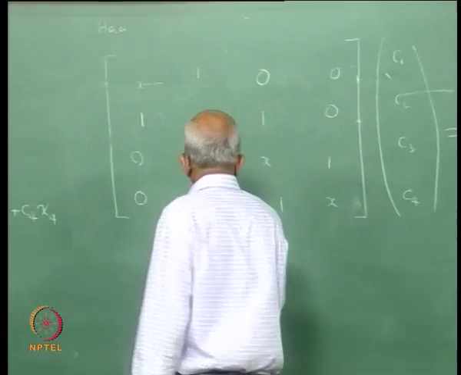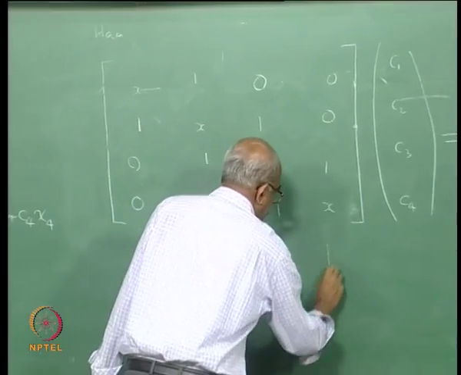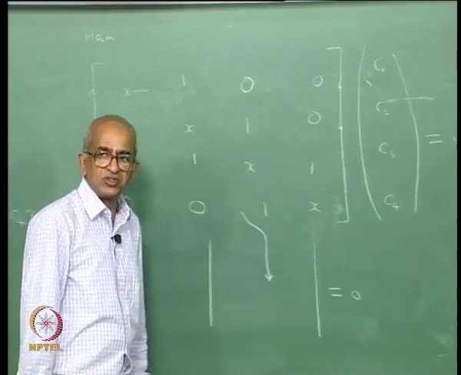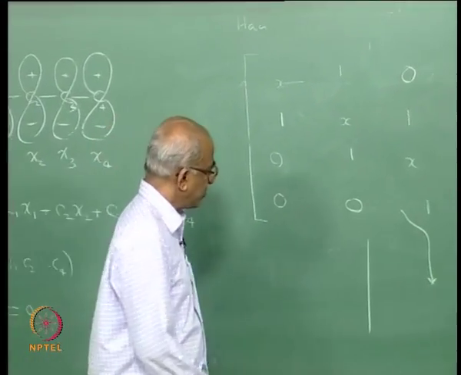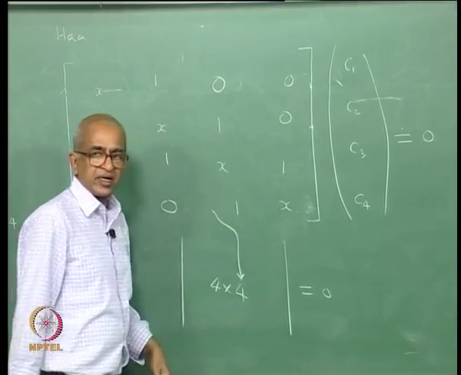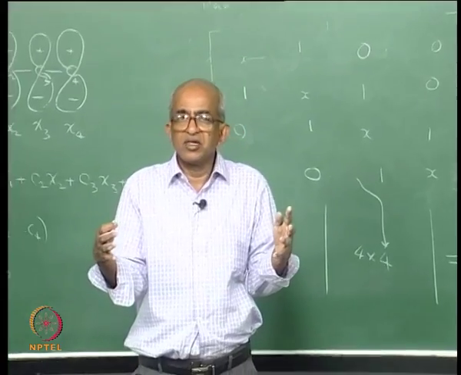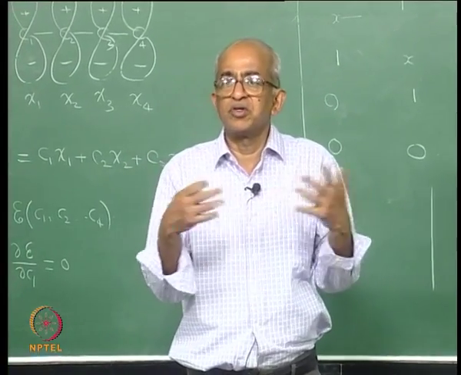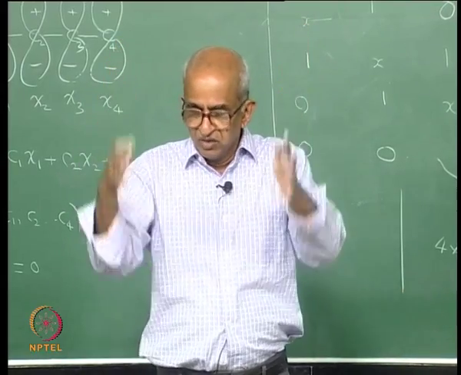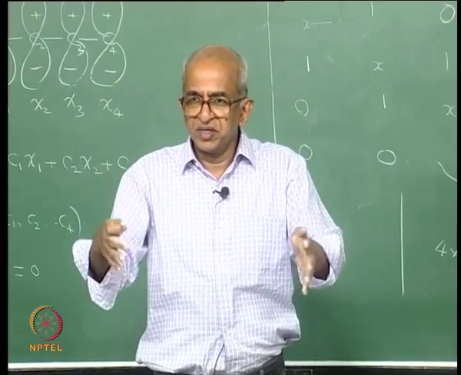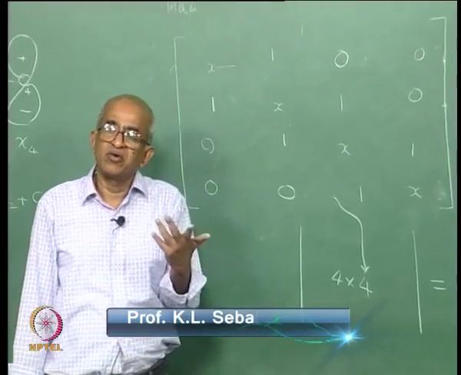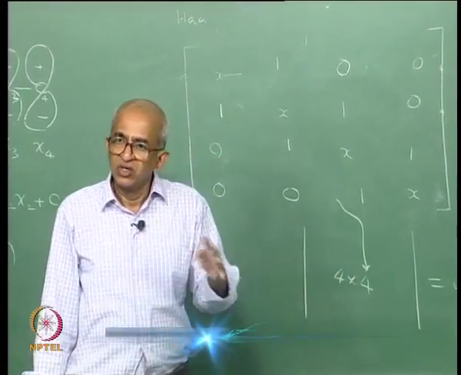So you will write this determinant. I am not going to repeat it, but this matrix is going to occur there, and you will have to put it equal to 0. This is a 4 by 4 determinant, and x is occurring only along the diagonals. If you expand the determinant, you will get an equation which involves x to the power of 4. You will get a quartic equation in x. And a quartic equation in x, how many solutions would you have? You will have 4 solutions.